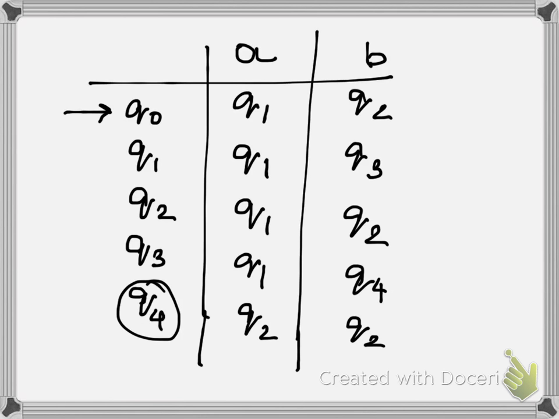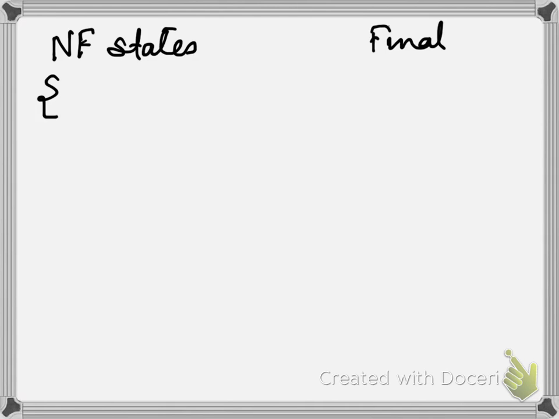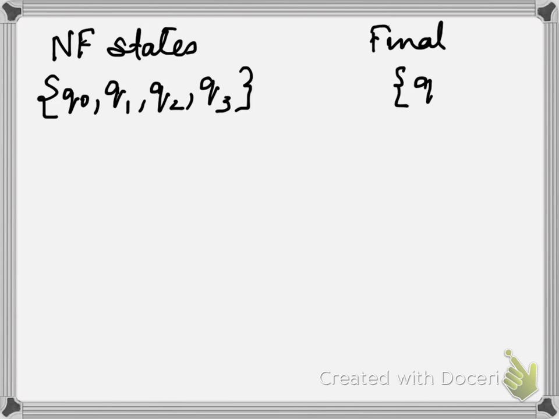So the first step is to separate out the non-final states and the final states. So non-final states are our Q0, Q1, Q2 and Q3. So they will form one partition, and we have only one final state here. So Q4 will be in a separate set. Now this was our 0 equivalence.